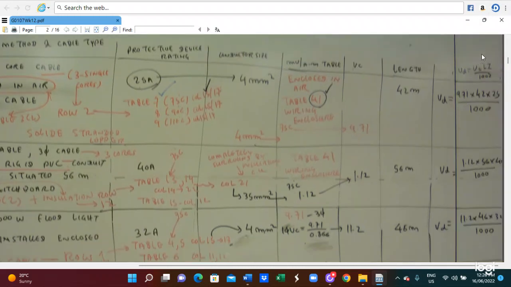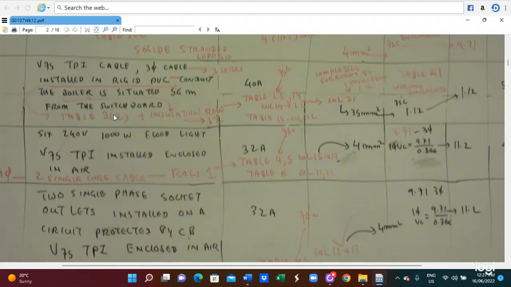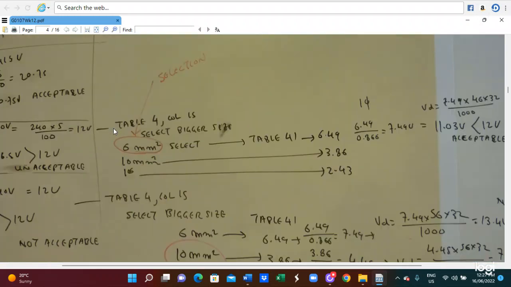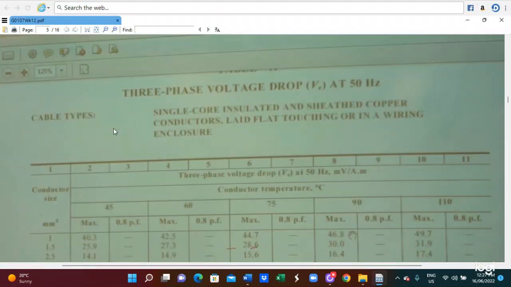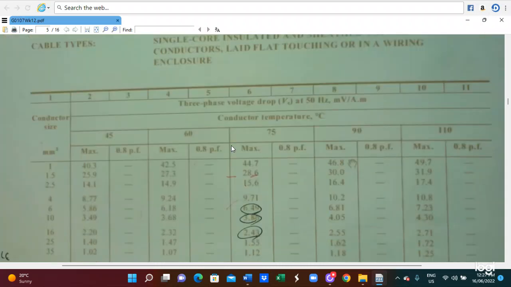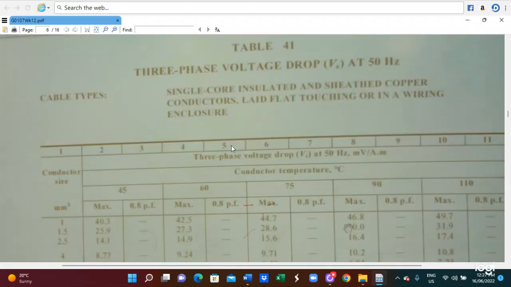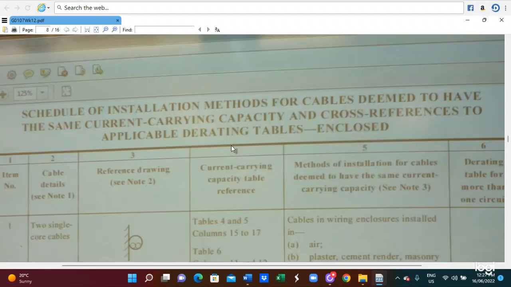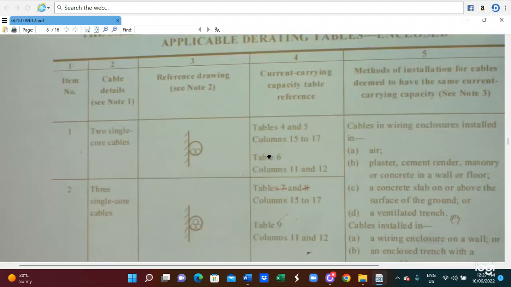VC times L by 1000. So this is the VC value we substitute. L is 42, current 25, divided by 1000. So this is the way we calculate the voltage drop. Similarly, you look at all the other ones. All the others are calculations, and you can select the appropriate table. This is table 41, voltage drop calculation. This is table 32.